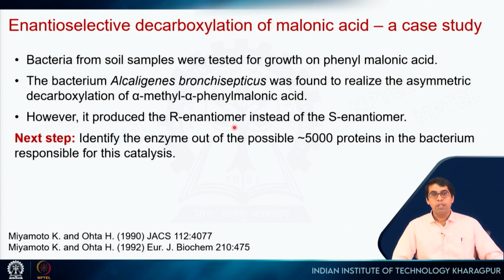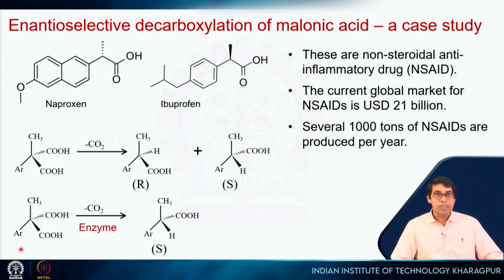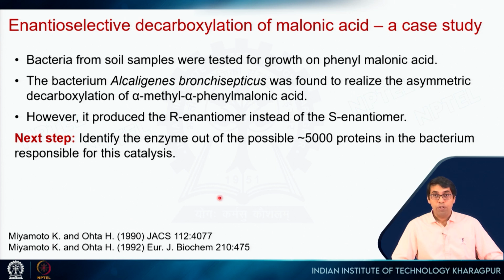So they screened several bacterial strains that were available in the lab, almost 500 different strains, and they did not find a single bacterium which can catalyze that reaction. So how were they doing that? They were growing these bacterial samples in phenylmalonic acid. So what is phenylmalonic acid? Let me go back. This aryl group, if you make this a phenyl ring, then that is phenylmalonic acid. So there will be a phenyl ring here, a methyl group here, and two COOH groups here. That is what they used as a carbon source for the bacteria.